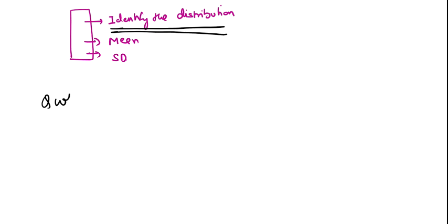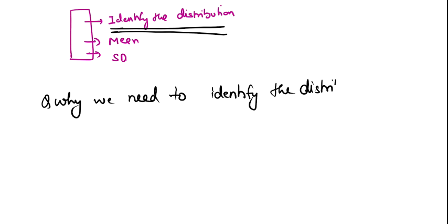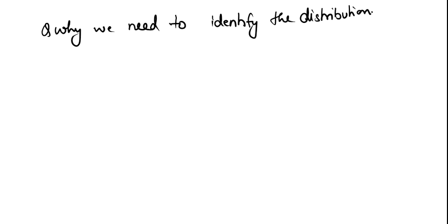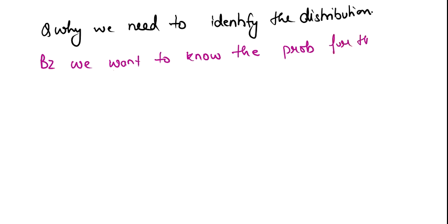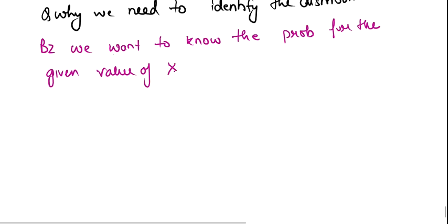Write down why we need to identify the distribution. Means why we actually want to know the distribution? Because we want to know, write down, because we want to know the probability for the given value of x. Clear? Now I will explain you this part.